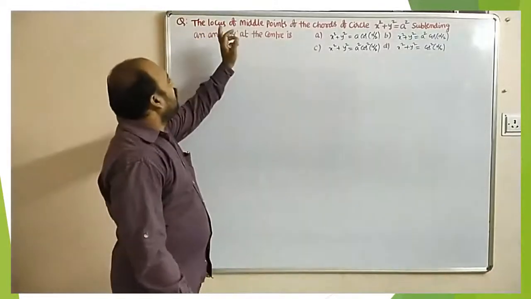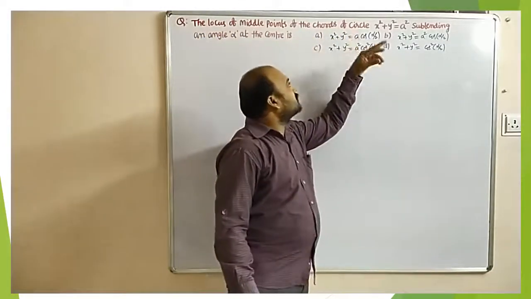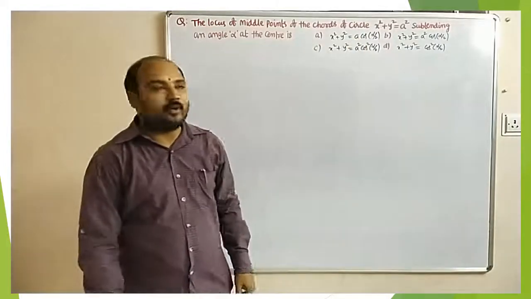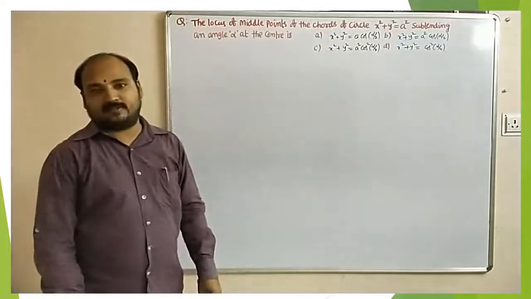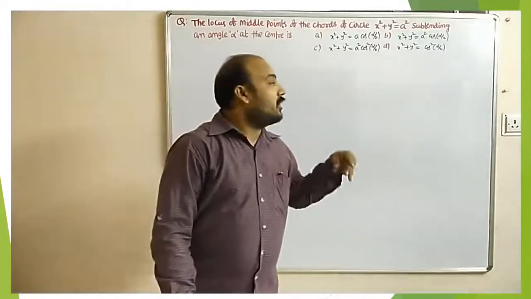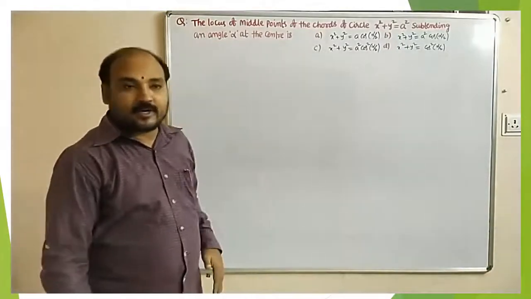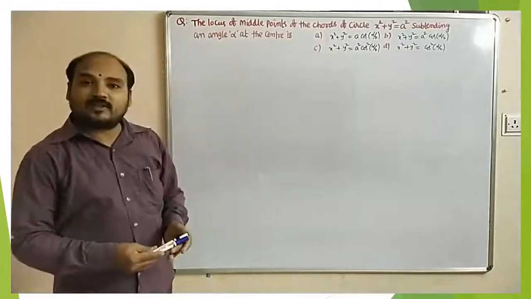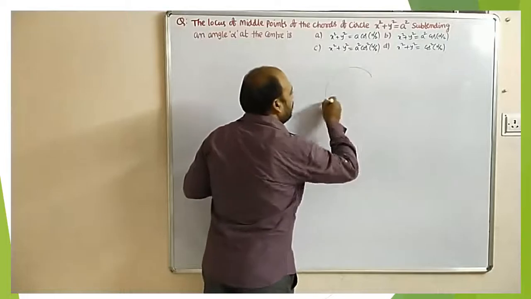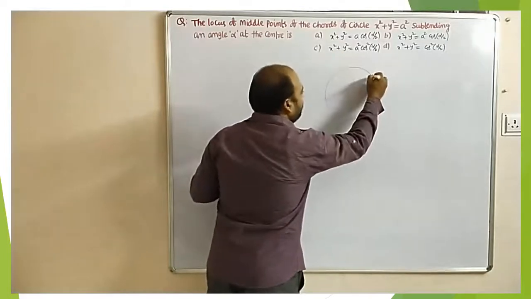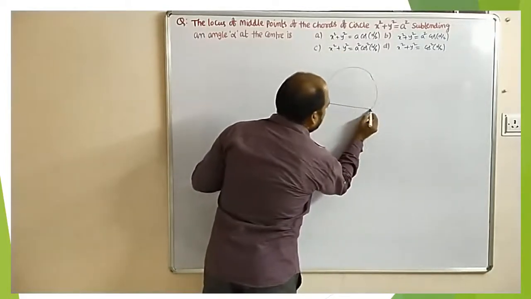Next question. The locus of middle points of the chords of the circle x square plus y square equal to a square subtending an angle alpha at the center is. So here these are the options. The locus of middle points of the chords of a circle. First draw the figure, circle equation x square plus y square equal to a square.